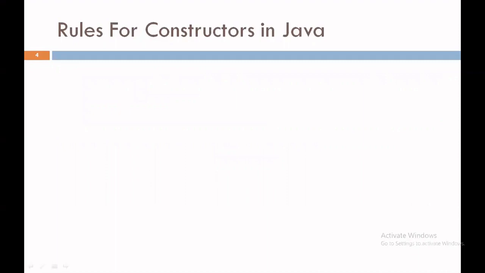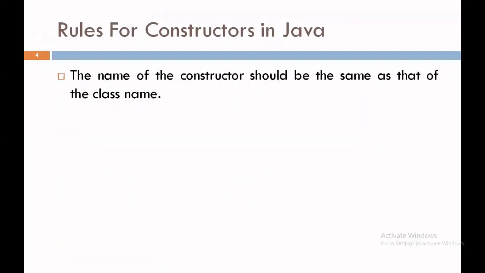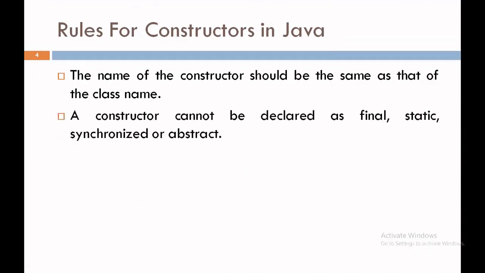Let's see, there are some rules for creating a constructor in Java. The first rule is that the name of the constructor should be the same as the class name. The second rule is that a constructor cannot be declared as final, static, synchronized, or abstract. That means a constructor cannot use these types of keywords in Java. The next rule is that a constructor cannot have any explicit return type. Even a constructor does not have a void return type.